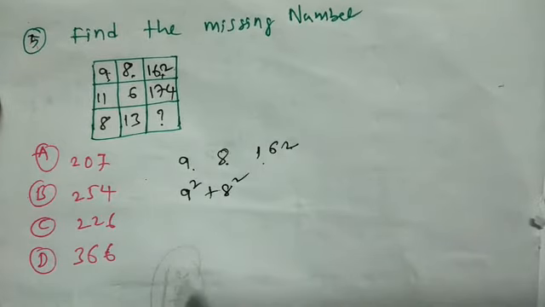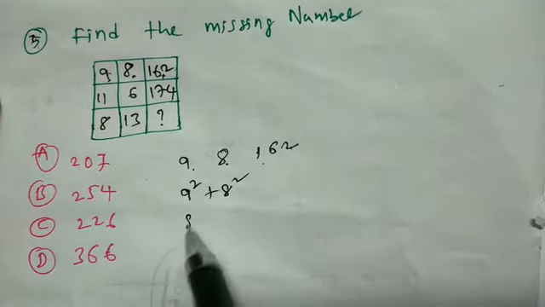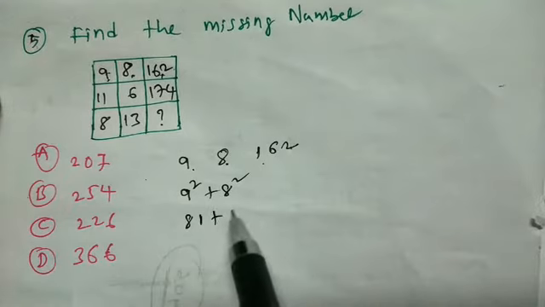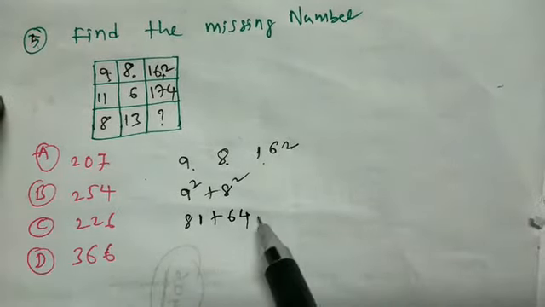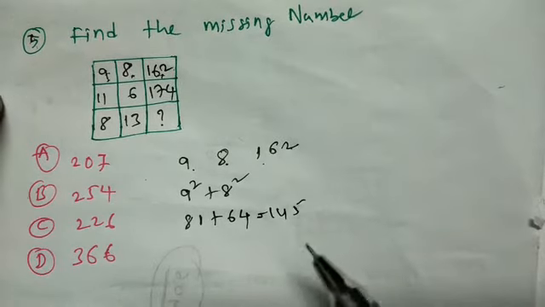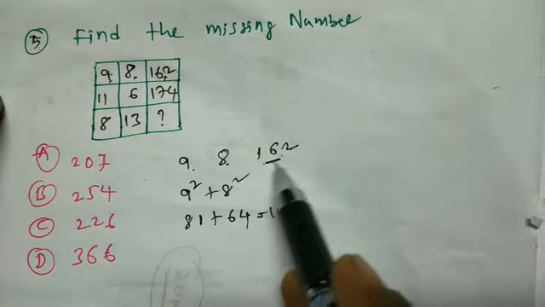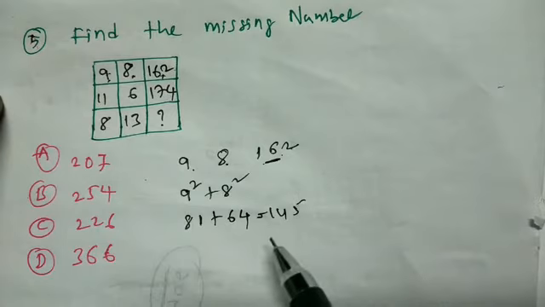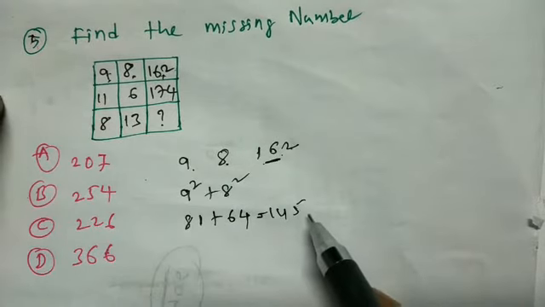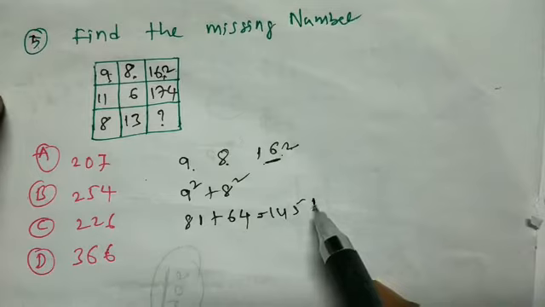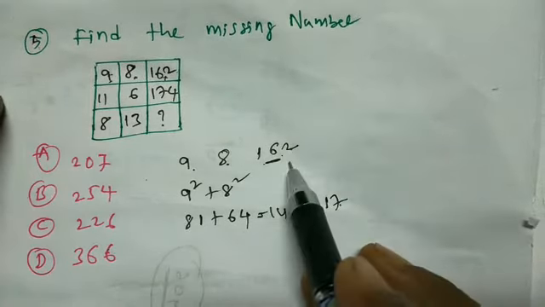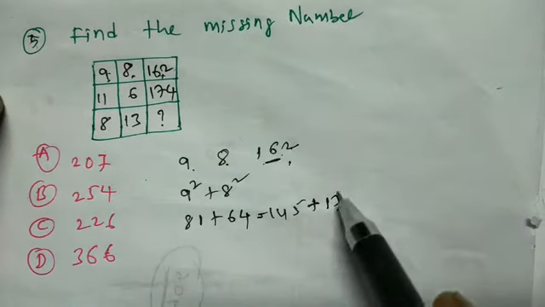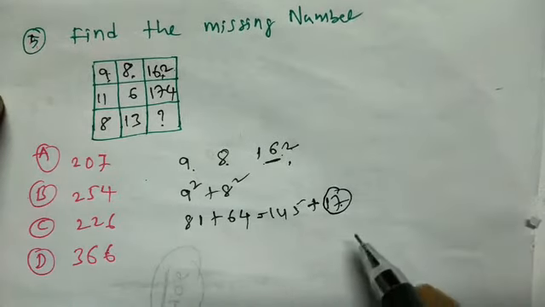Let me check here. 9 square plus 8 square, we'll try. 9 square is 81 and 8 square is 64. If we add both of these, how much will we get? 145. But we need to get 162. How much more do we need to add? If we add 17, we get 162. Is it or not?